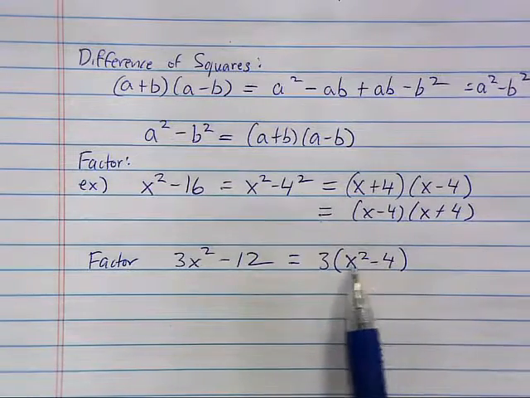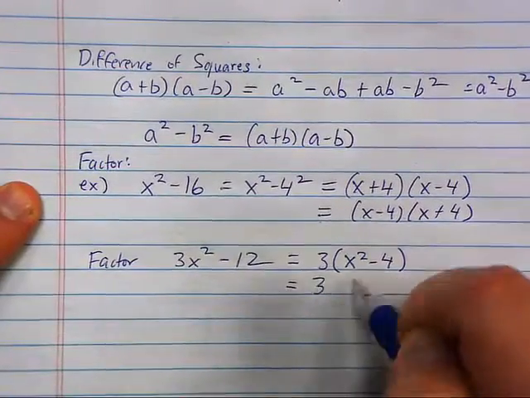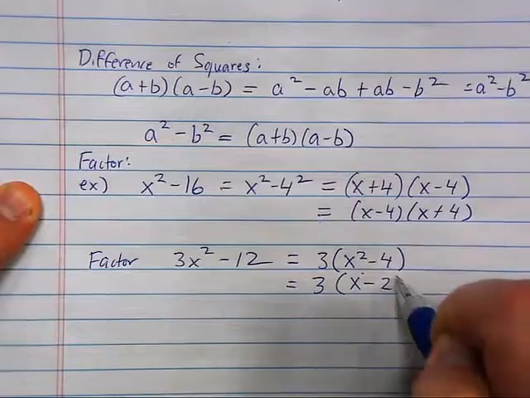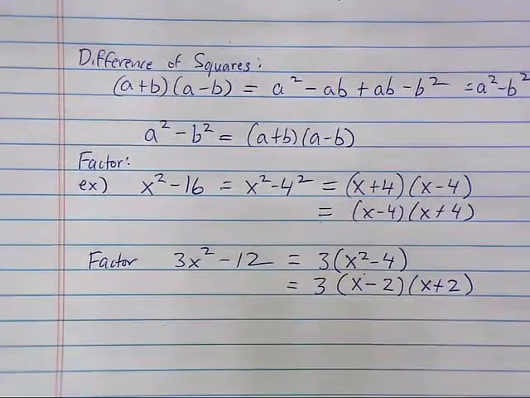That has 2 terms. Does x squared minus 4 fit into our square minus square formula? Yes, because 4 happens to be 2 squared. So our final answer, we're going to have the 3, and then we're going to have x minus 2, and then x plus 2. Questions on that one?